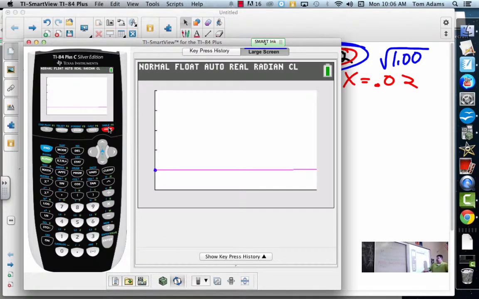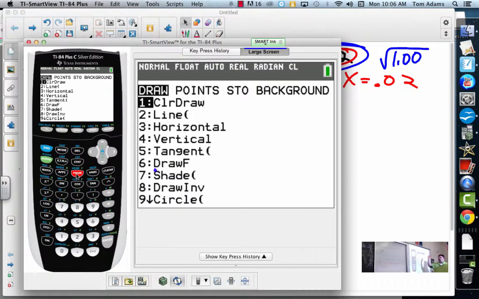Now watch this. If you hit second, program, it pulls up the draw menu. You see anything up there that looks familiar? Tangent. Did you guys know that your calculators could write the tangent line? And we could skip all that work I took so long. You're telling us this now? Yeah, I had to make sure that you learn how to do it first.